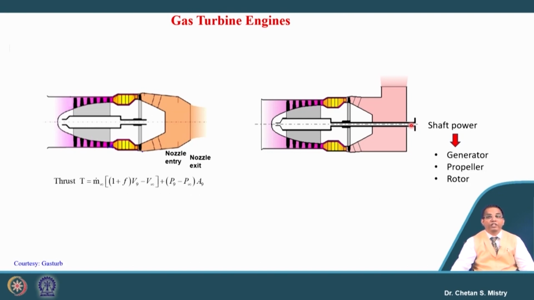We can connect the generator with this shaft, which can be used for the generation of electricity. We can connect this shaft to the propeller, so that it will be used to rotate the propeller. So, that we have defined as a turboprop engine. We can also rotate some kind of rotors, and for the rotation of any mechanical component you need power.